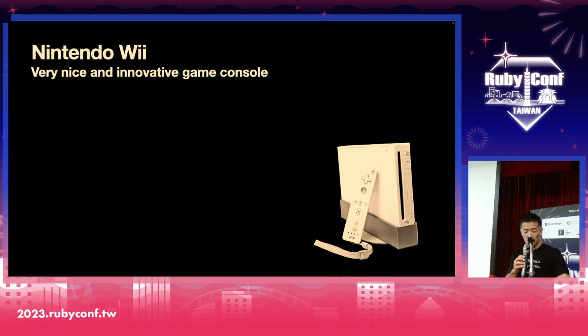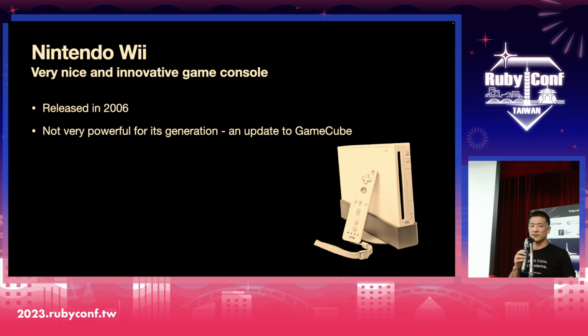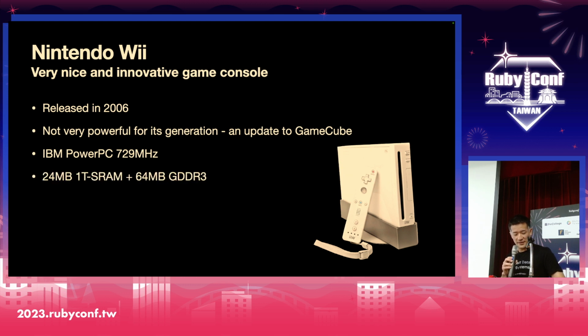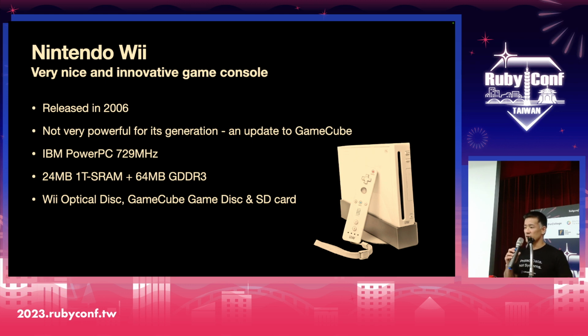And Nintendo Wii, it was released in 2006, and it wasn't very powerful for its generation. But this was when Nintendo decided not to compete with other console brands in terms of processing power and graphic performance. But still, it features a 729 megahertz PowerPC and a lot more RAM than Dreamcast. A whole generation difference makes even the relatively conservative spec of Wii a lot more powerful than Dreamcast. And interestingly, by default it came with an SD card slot.